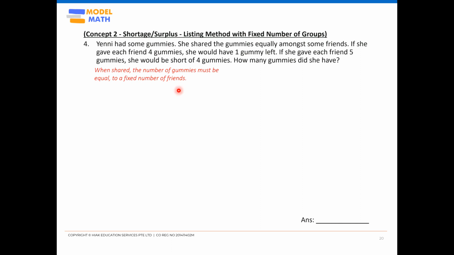So when shared, this is what I just explained. When shared, the number of gummies has to be equal to a fixed number of friends. Okay, so we have one more layer to consider, which is the number of friends. Later you shall see how we're going to record that down. So let's start off with giving each friend 4 gummies with 1 gummy left.